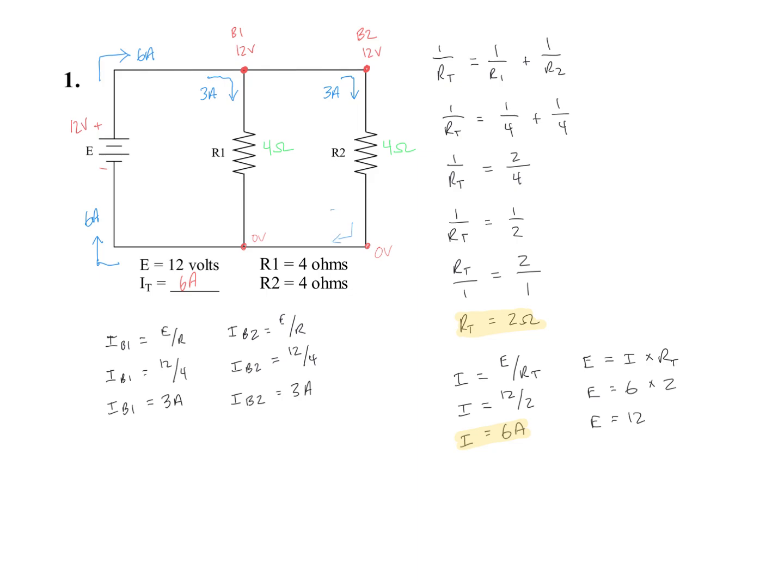And then coming back here, in the case of parallel circuits, we always have the sum of our currents coming back equal to our total current. We got 3 amps and 3 amps. So that should pretty much solve everything for question 1. Let's go ahead and move on to question 2.